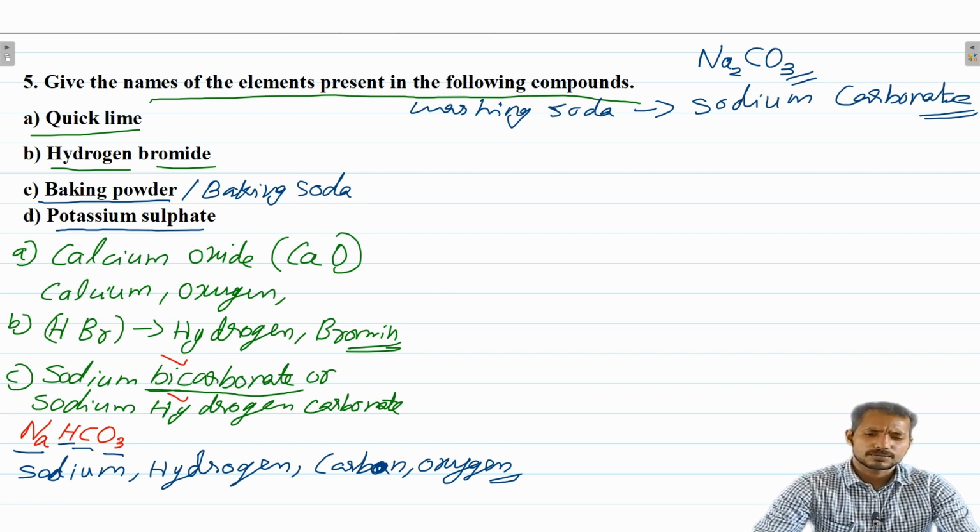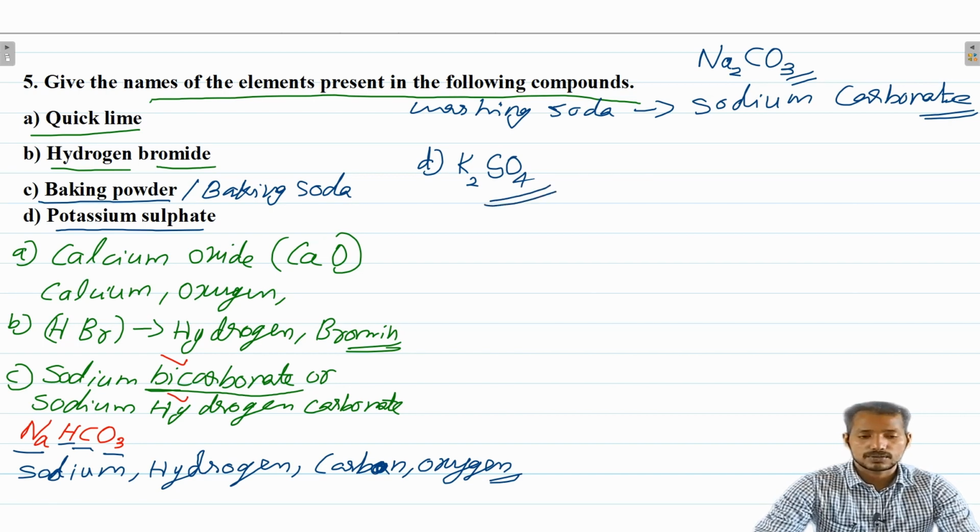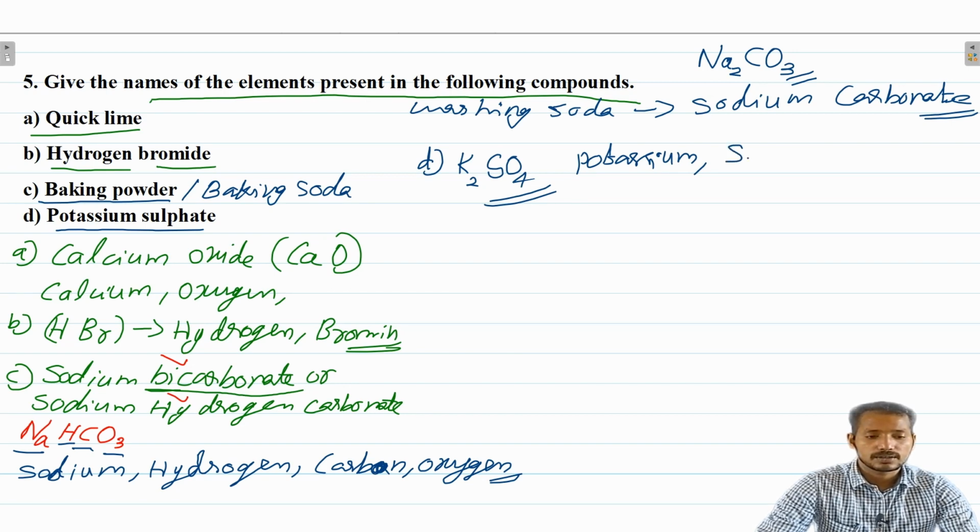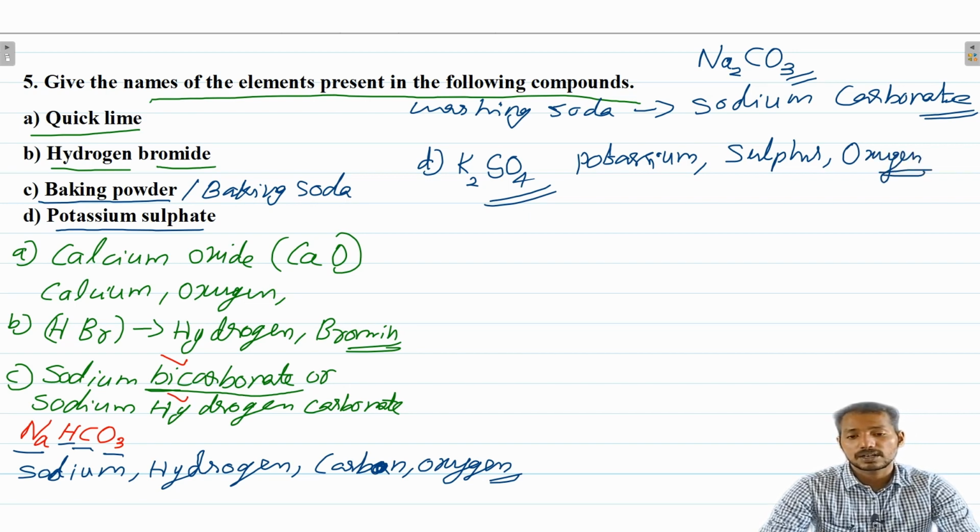That is very simple one. Option D, potassium sulfate. Potassium is K and sulfate. So K2SO4. You can write the chemical formula by yourself. So what are the elements here? First one is potassium. Second one is sulfur and oxygen. Sulfate means never write only sulfur, okay, because sulfate consists of sulfur as well as oxygen. Clear? So this is all about question number 5.